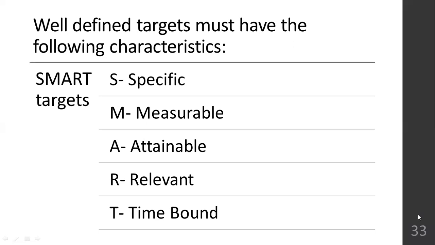So these are the characteristics of a perfect objective or a goal that you set. SMART objectives, SMART targets, SMART goals, whatever you call it. These 5 characteristics should be there in the objective that you set. Is it clear to all?